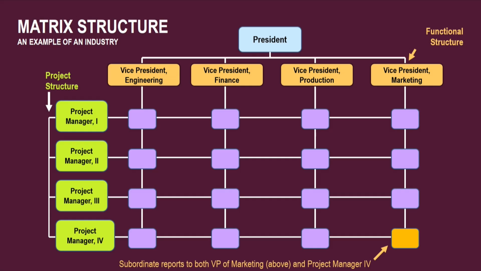At the bottom right corner, there is an individual who is reporting to 2 individuals. One is the project manager, the other is the vice president marketing. So this is a structure comprising 2 types of structure, functional structure and project structure, 2 types of chains of command. That's the reason this is called matrix structure, under which different people are simultaneously reporting to different heads, maybe 2, maybe 3.